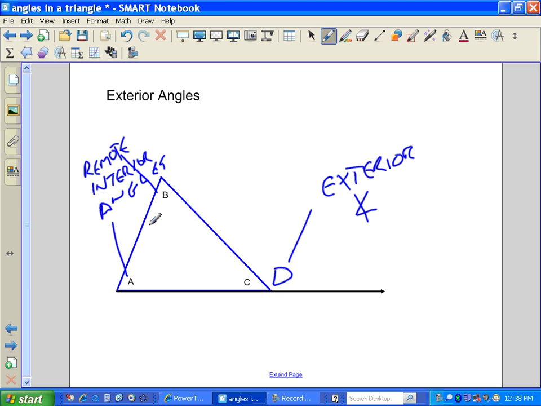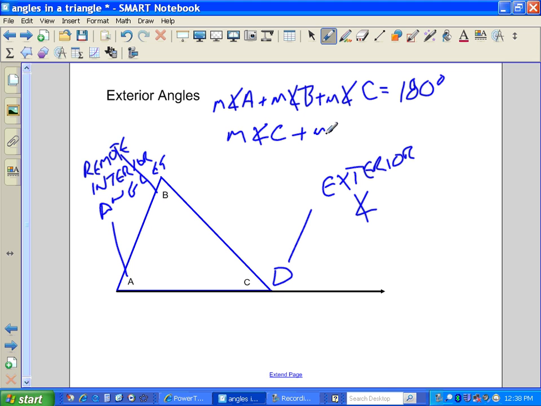So what we want to figure out is, is there a relationship between angle D and the rest of these angles? So let's take a look. We just learned that there's 180 degrees in a triangle. So we know that the measure of angle A plus the measure of angle B plus the measure of angle C is equal to 180 degrees. We know, we hope we know, that angle C and angle D are a linear pair. So angle C plus angle D should also equal 180 degrees. Seems reasonable. And remember, measure means that we're just talking about a number.